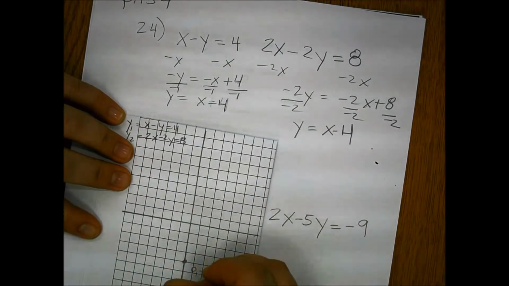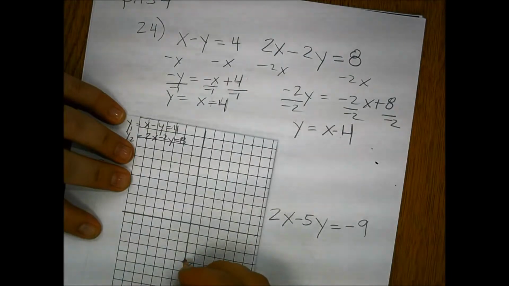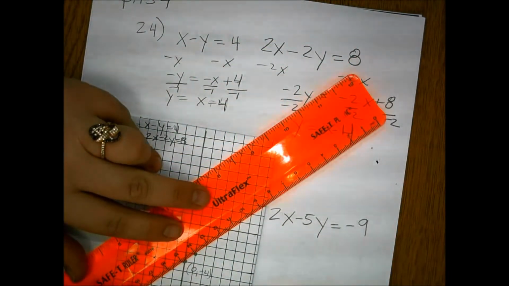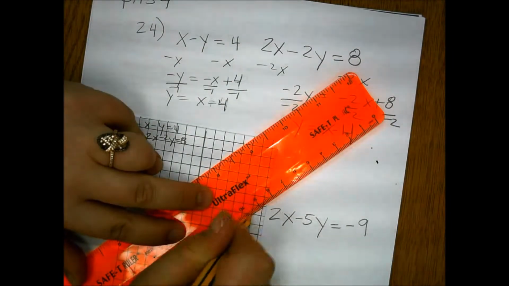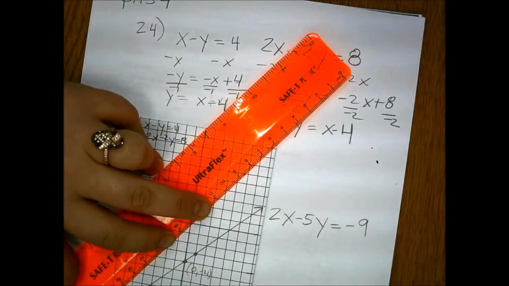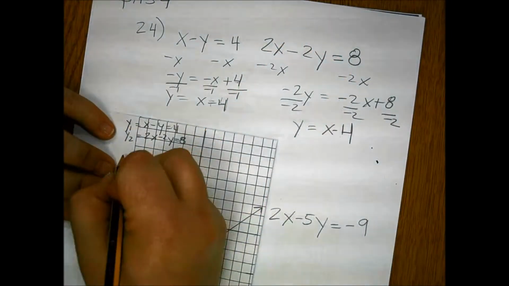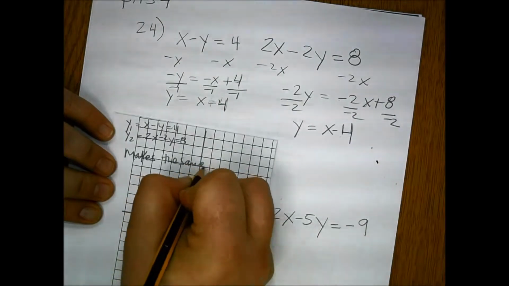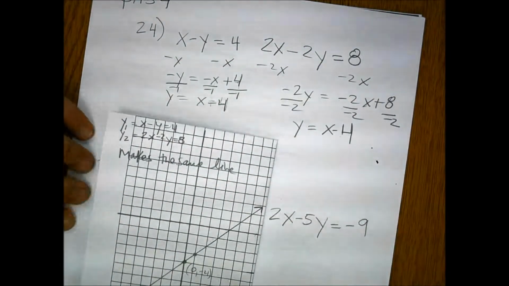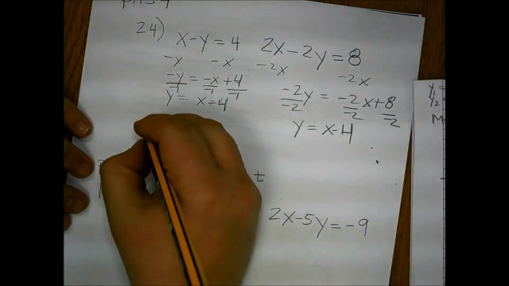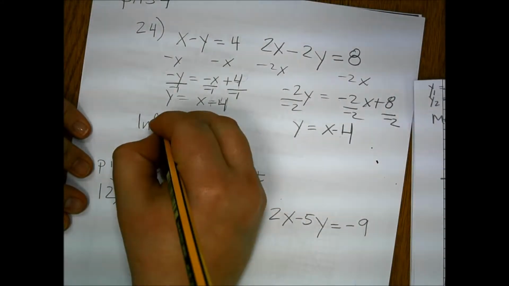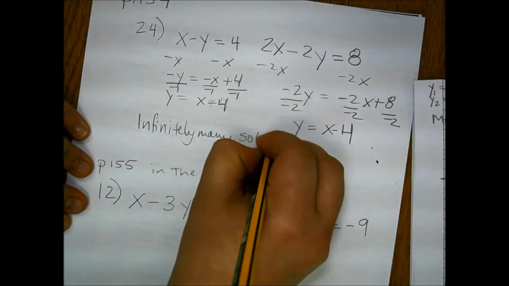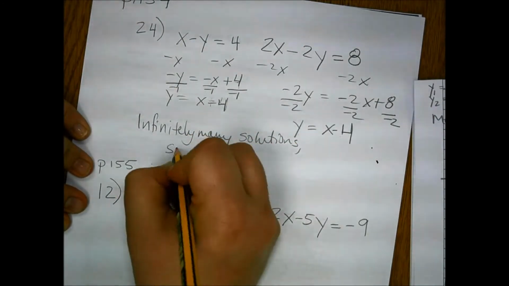The y-intercept is negative 4, and a slope of 1, 1. This makes the same line. So on your answer sheet, you're going to write infinitely many solutions, same line.